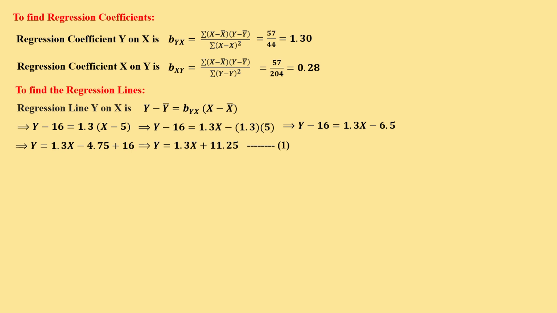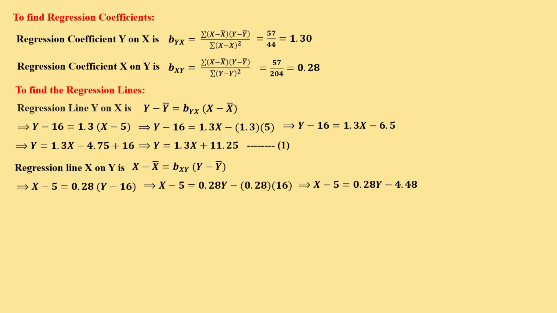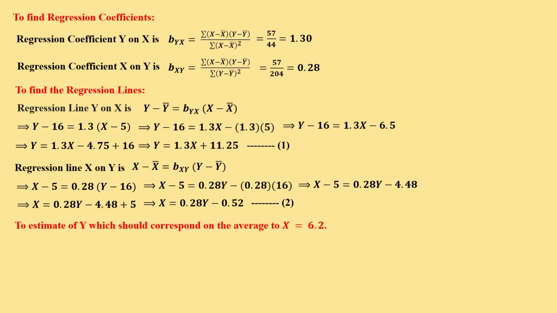Similarly, find the regression line x on y: x minus x bar is equal to bxy into y minus y bar. Substitute the values, keeping x on one side and the remaining terms on the other side of the equality. So you will get x is equal to 0.28y minus 0.52, that is equation number 2. Now we have to estimate y corresponding to the value of x equal to 6.2.